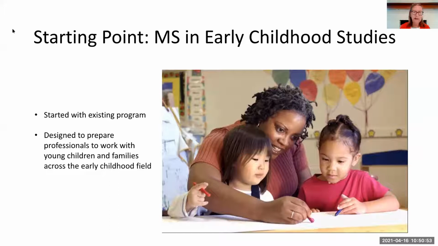So we started with an existing program, and we chose our Master's in Early Childhood Studies, partly because we knew that that was an area where educators tend to be open and excited about new learning models. So we thought we'd have good reception there. And also that student population, we thought this could be a really beneficial approach for those folks.